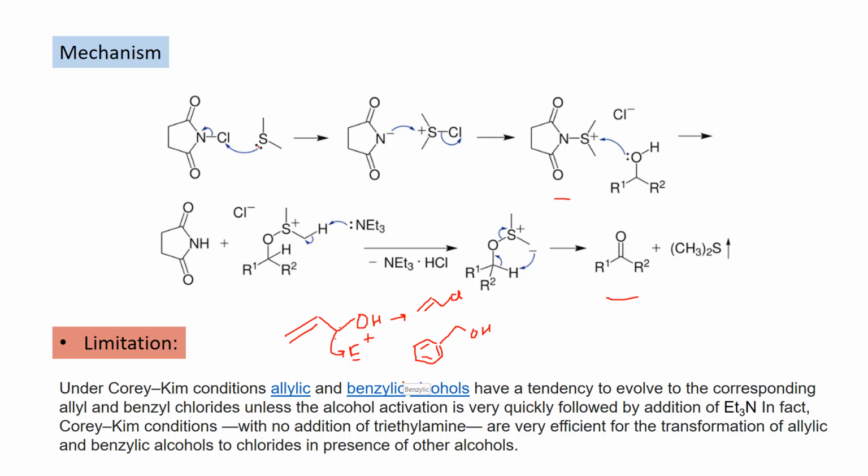To control that, there should be a very quick addition of Et3N. If there is a huge time gap between the addition of Et3N and the formation of this intermediate, chlorine can reverse this by attacking at this position. To stop that, we have to add Et3N as quickly as possible. It can also be used as a good chlorination reagent by removing Et3N, and we can use this for different types of chlorination reactions.